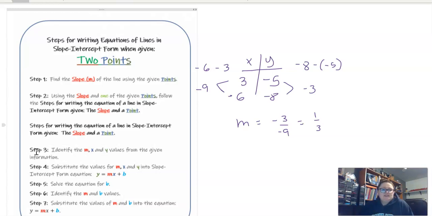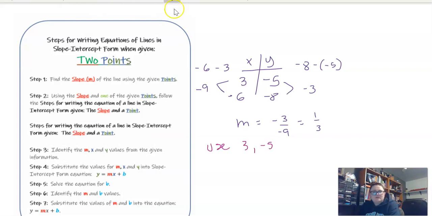So you're going to need to pick one of the 2 points. It really doesn't matter which one you pick. I think I'm going to use 3, -5 because one of the numbers isn't negative. So I'm going to use the point 3, -5 with my slope of 1/3. So 3 is x and -5 is y.